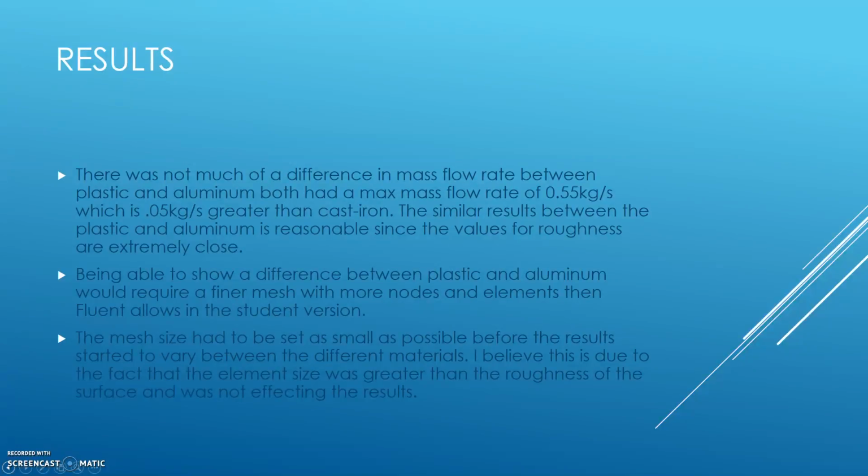Results. There's not much of a difference in mass flow rate between plastic and aluminium. Both had a max mass flow rate of 0.55 kilograms per second, which is 0.05 kilograms per second greater than cast iron. The similar results between the plastic and aluminium is reasonable since the values for roughness are extremely close. Being able to show a difference between plastic and aluminium would require a finer mesh with more nodes and elements than Fluent allows in the student version.